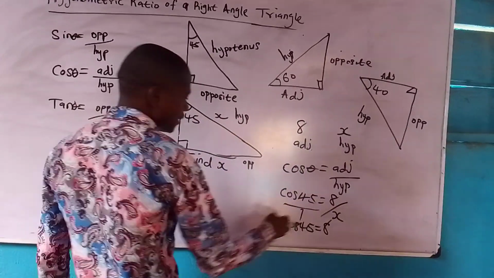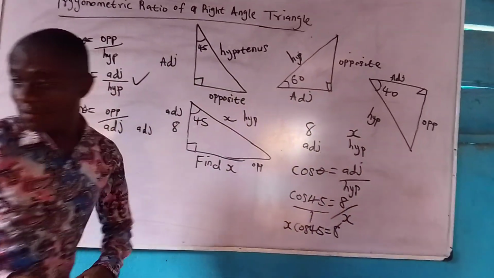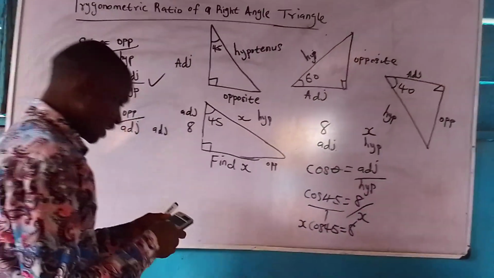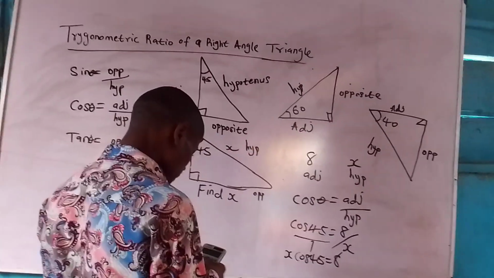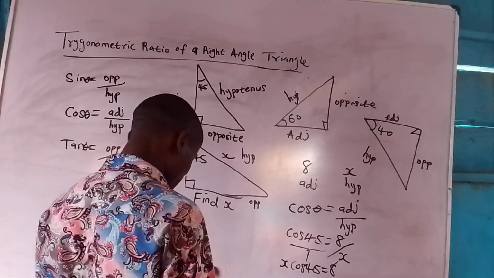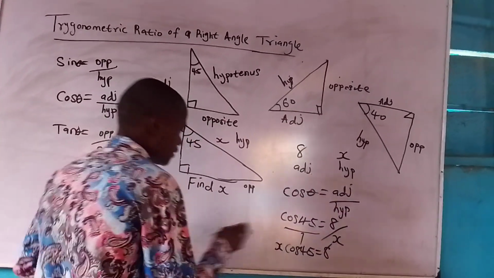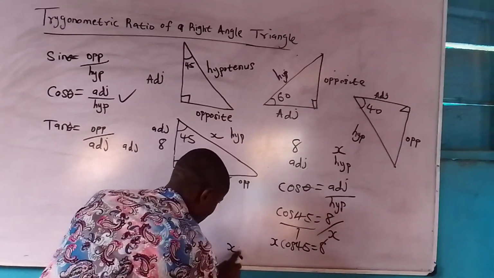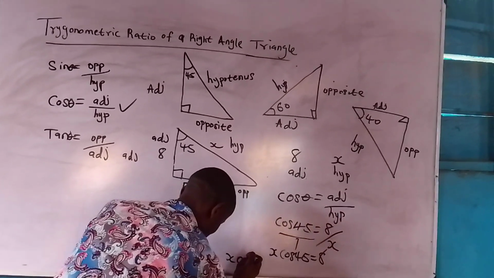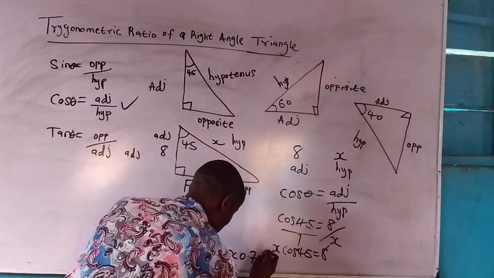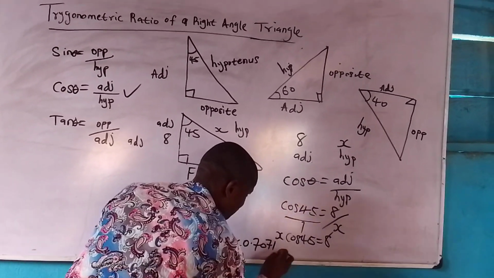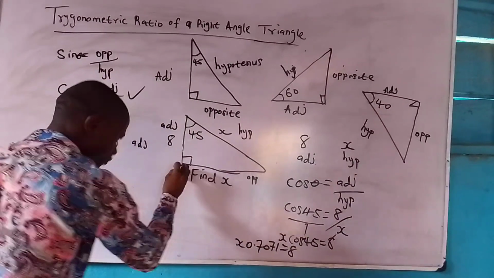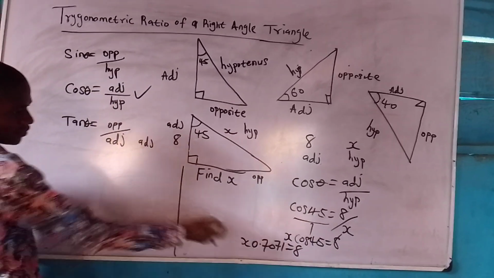8, right? Now, I say x cos 45. Let me bring in my calculator. Now, cos 45 will give us 0.7071, so 0.7071 x equals 8. Let's continue from here.